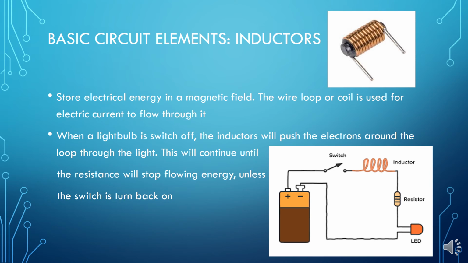So, for example, you have this diagram right here. You have the battery, the resistor, the switch, the inductor, and the LED, which is the light. Imagine if I turn on the switch. You have all the particles, which are the electrons, flowing through the circuit and running the light, going around and around.